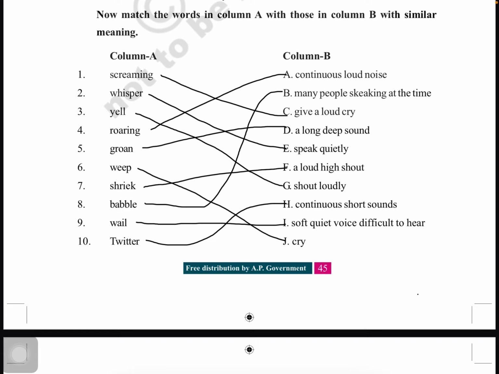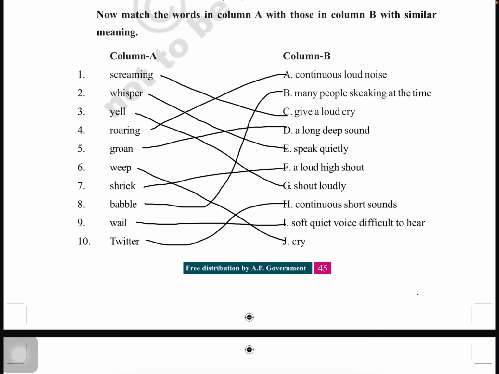Roaring, continuous loud noise. What is roaring? Continuous loud noise. Now groan. Groan means a long deep sound. And next one is weep. Weep means to cry. Shriek. Make a loud high shout. Shriek means a very high pitched shout, it's called shrieking.